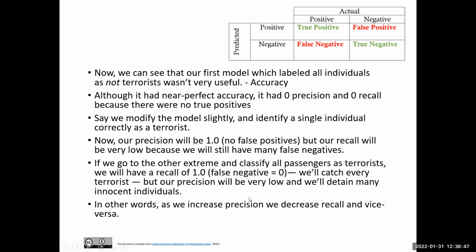And then if we go to the other extreme and classify all passengers as terrorists, we will have a recall of 1. We'll catch every terrorist. Sure, if you know, 800 million. But our precision will be very low and we'll detain many innocent individuals. So that's really the balance. Keep that in mind. Precision and recall are like that. In other words, as we increase precision, we decrease recall and vice versa. So you can see that this was Lenny's question.